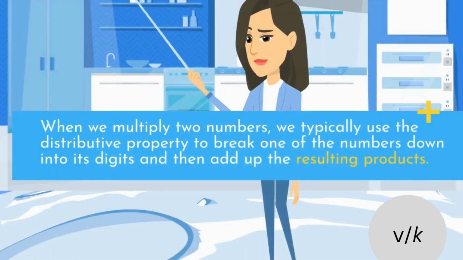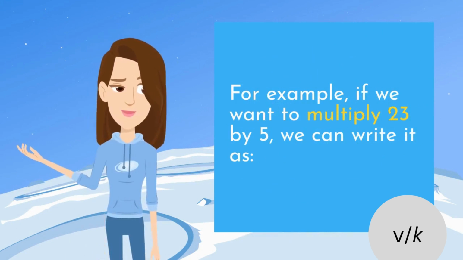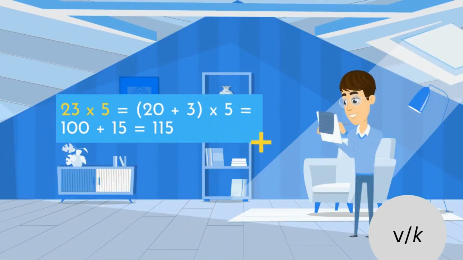When we multiply two numbers, we typically use the distributive property to break one of the numbers down into its digits and then add up the resulting products. For example, if we want to multiply 23 by 5, we can write it as 23 times 5 equals (20 plus 3) times 5 equals 100 plus 15 equals 115.